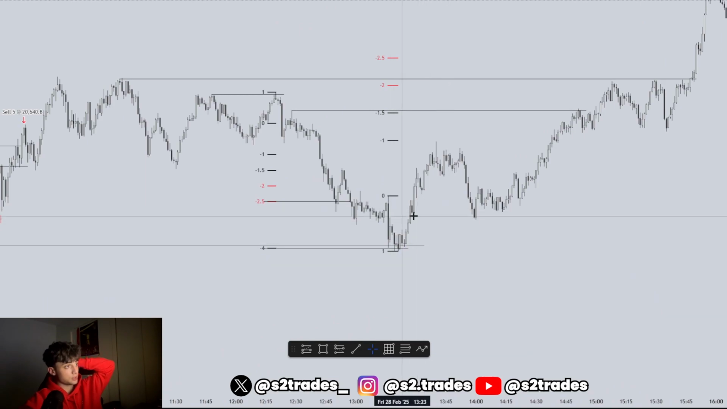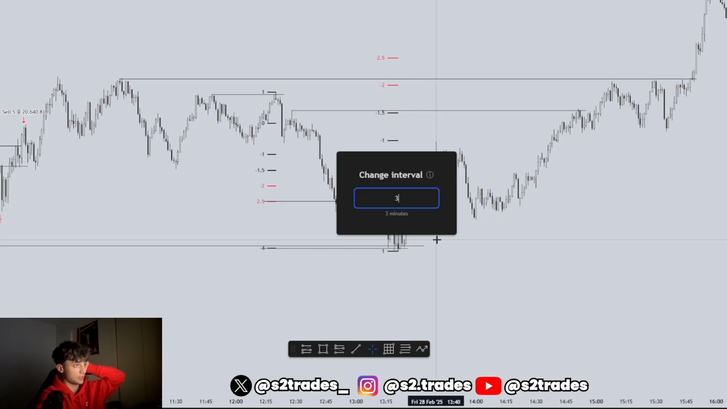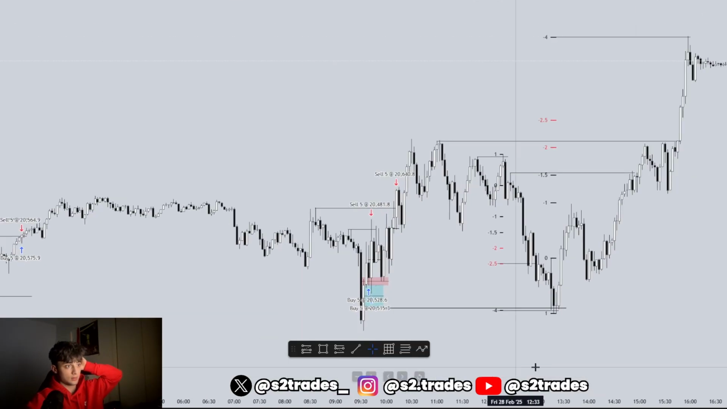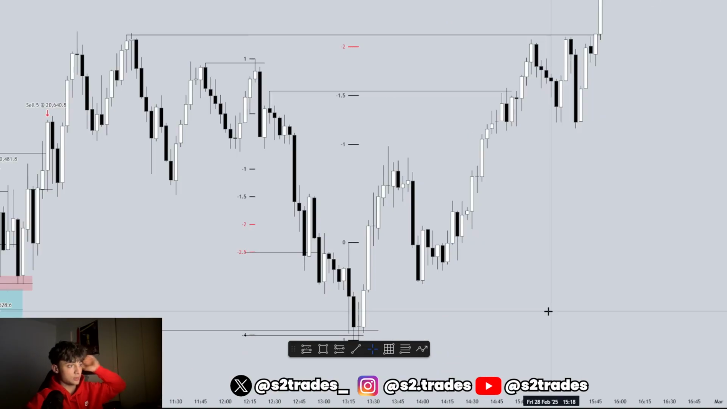So you could have found an entry model right here. There's probably a 3-minute fair value gap that formed around here. You could have traded the retracement. Actually, let's just see if there is. Yeah, there is a 3-minute fair value gap right there. You could have traded this fair value gap, right?